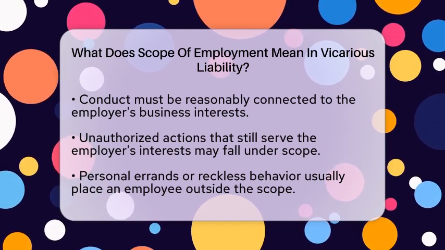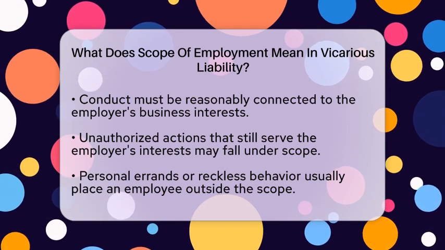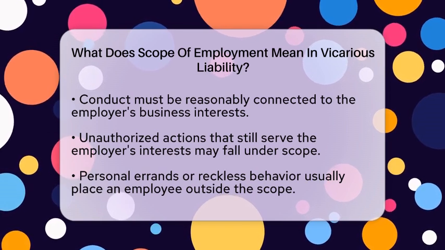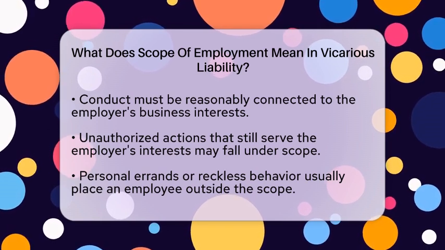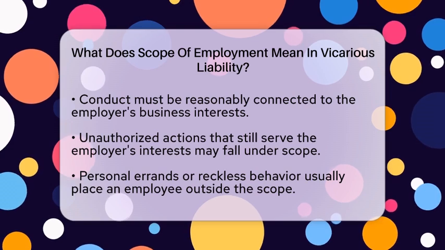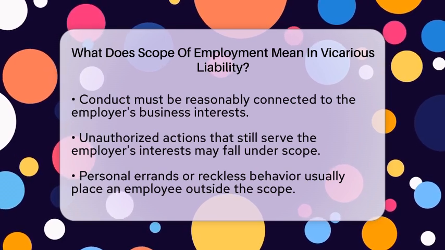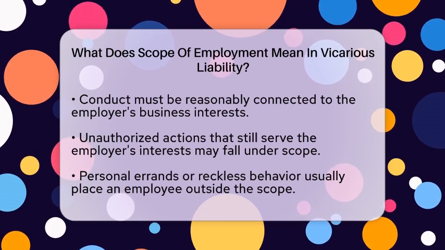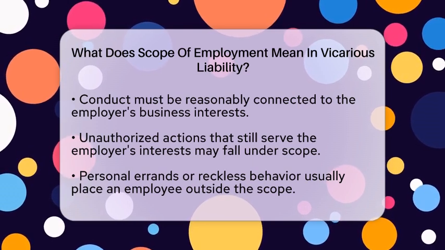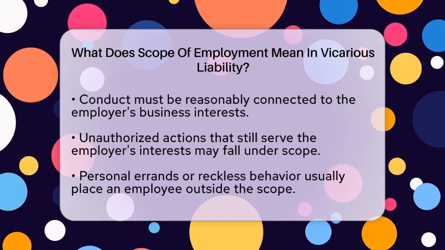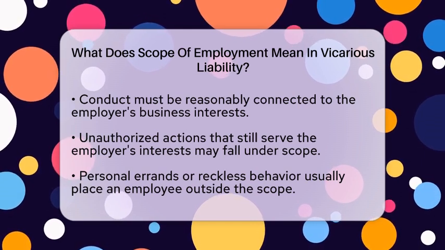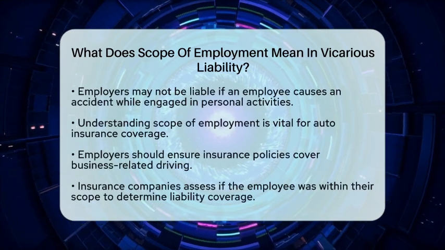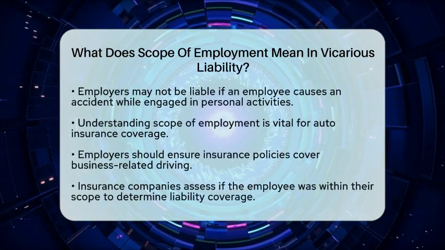However, if an employee significantly deviates from their job duties, such as running a personal errand or engaging in reckless behavior unrelated to work, the employer is generally not liable. This means that if an employee causes an accident while doing something completely personal, the employer may not be responsible for the damages. For auto insurance, understanding scope of employment is essential.